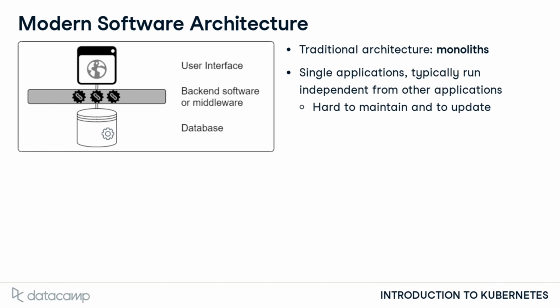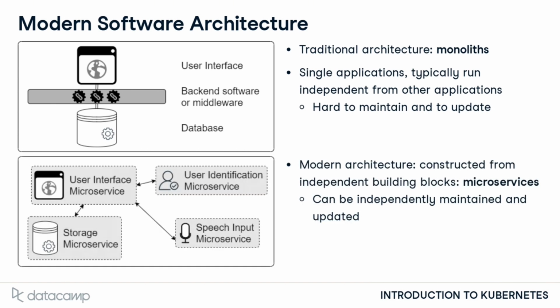In contrast, modern software development has shifted towards a more modular approach, utilizing what is known as microservices. These are smaller, independent components that make up an application. This architecture greatly simplifies maintenance and updates, resulting in shorter release cycles and the ability to deploy new features more rapidly. Additionally, this modular design is exceptionally well suited for cloud computing environments.